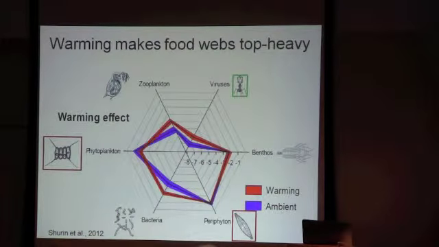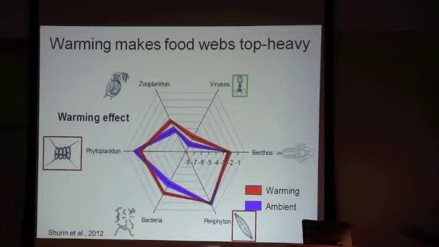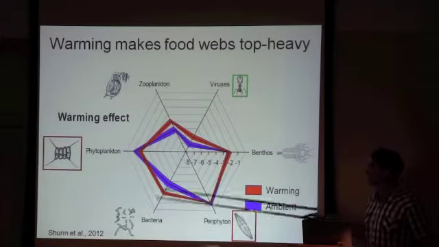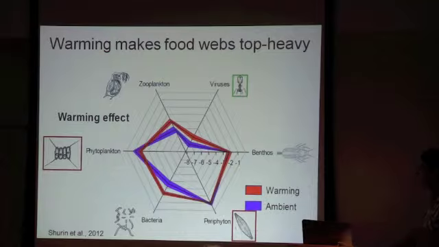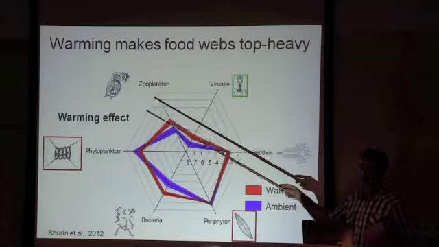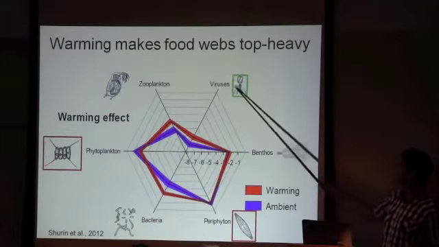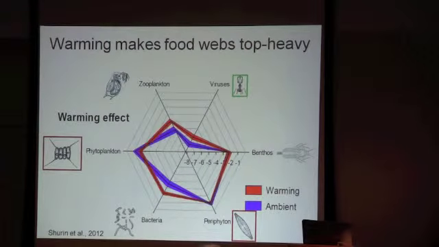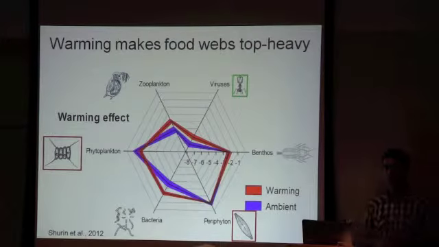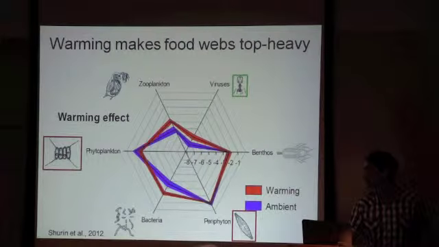But in any case, that's the pattern that we saw. Warming had sort of the opposite effect of concentrating biomass in the upper trophic levels, not so much by increasing the abundance of consumers as by decreasing the abundance of producers. So both the phytoplankton and the periphyton were significantly negatively affected by warming. There was no significant effect overall throughout the whole experiment on zooplankton, benthos, or bacteria, and there was a significant positive effect on the abundance of viruses. There were more viruses at high temperature, but they decreased the abundance of both primary producer groups, both pelagic and benthic. Primary producers were less abundant at higher temperature.